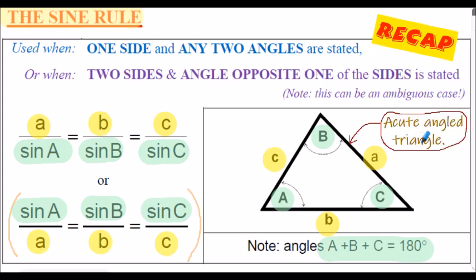Just note for reference, this triangle is termed an acute angled triangle because angles A, B and C are all less than 90 degrees.